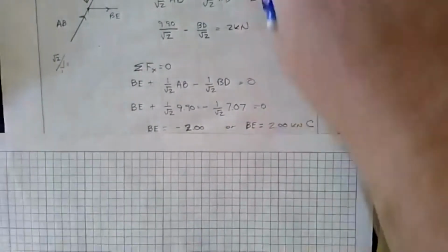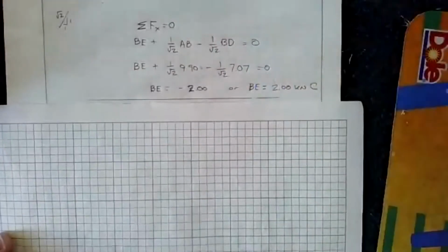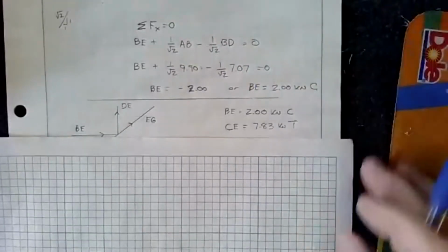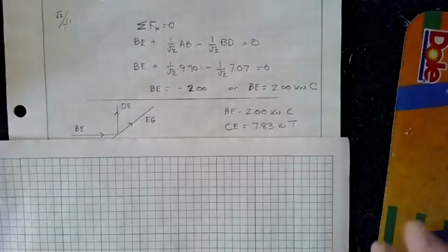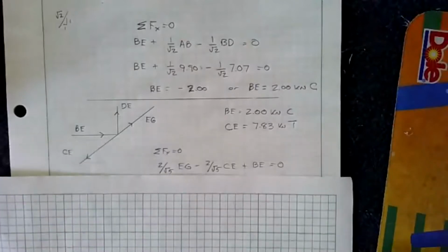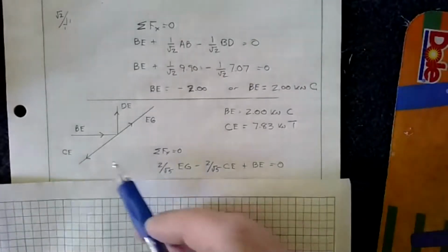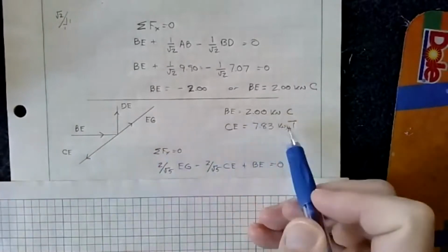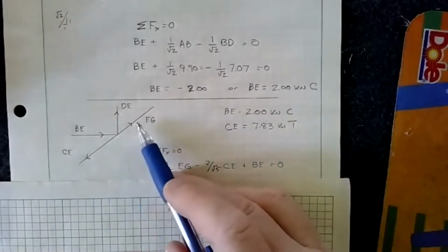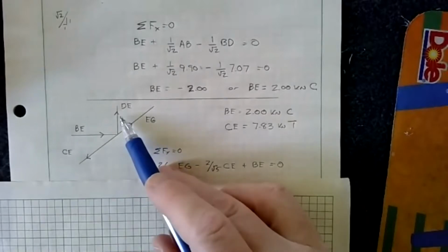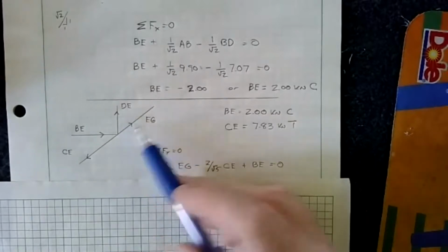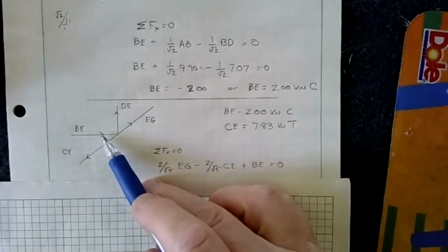So I'll never give you a problem that's statically indeterminate that you can't solve. So if that's the case, just make sure that you're paying attention to everything that's going on. In this case, again, like I said, CE we know, 7.83 in tension, and EG and DE we don't know. So we're going to guess they're both in tension. We don't know that. We know BE is in compression.